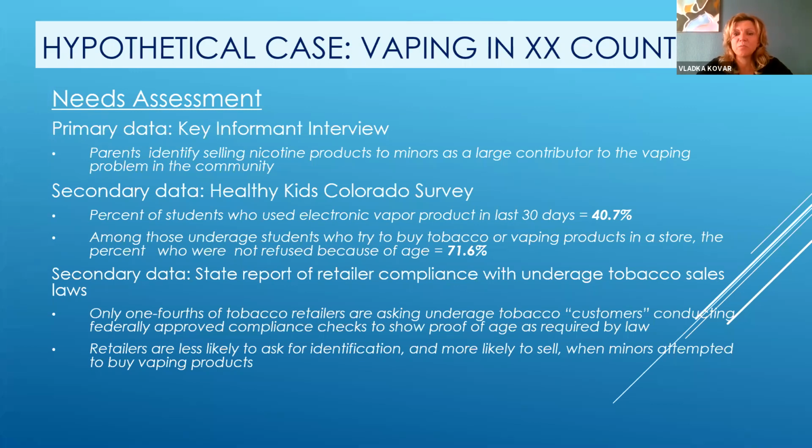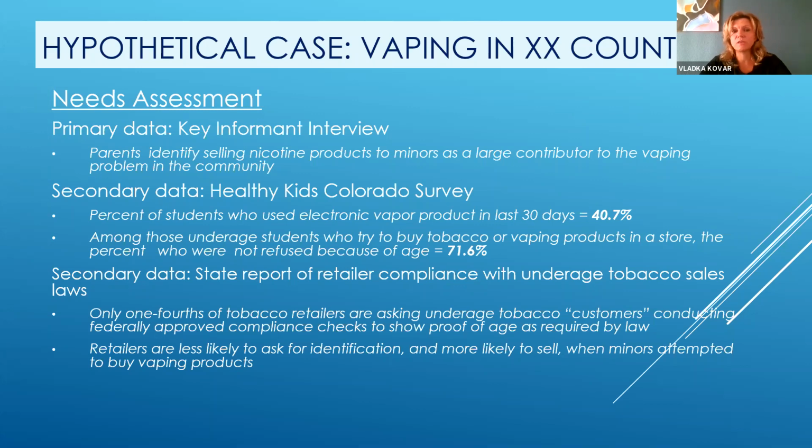And we are pretending that we conducted key informant interviews with parents at school. And the results of those key informant interviews are pointing to parents' concern about the retailers selling the nicotine products to minors. So you start to think about, okay, is this a valid concern or not? How can I support that?